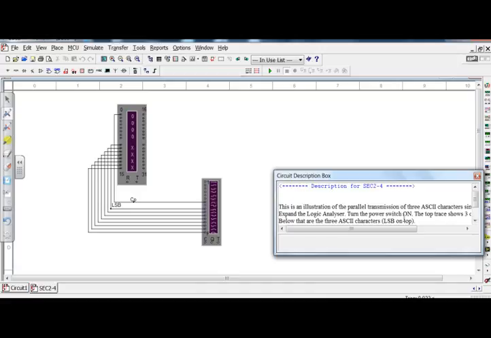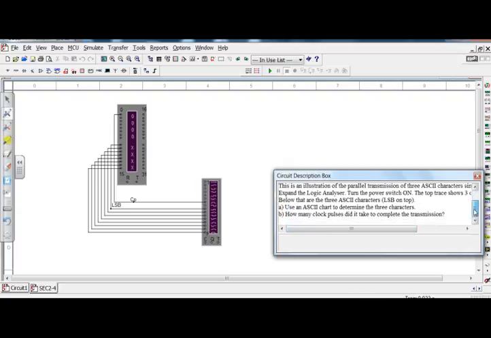This is an illustration of a parallel transmission of 3 ASCII characters, similar to the last one. Expand the logic analyzer, turn it on, and trace the characters below that are the ASCII characters. The least significant bit is on top. Use the ASCII chart to determine the characters. How many clock pulses did it take to do this?